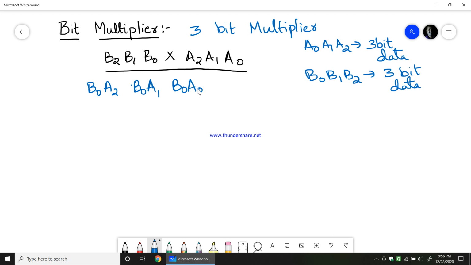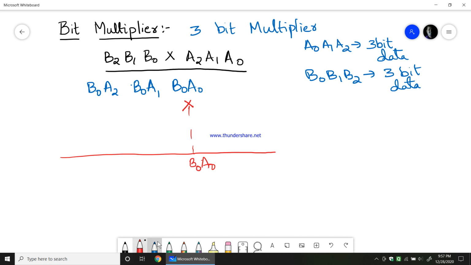Now A0B0 means it is ANDing A0 with B0. Your AND operation is being done here. Multiplication means it is an AND operation. A0 is ANDed with B0, A1 is ANDed with B0, A2 is ANDed with B0. Now A0B0 is what will come directly to the result.